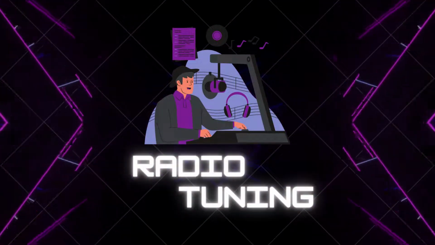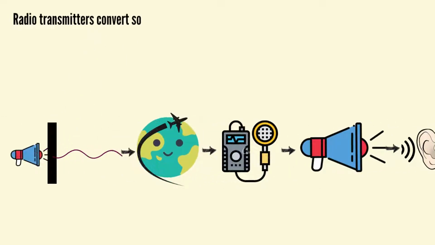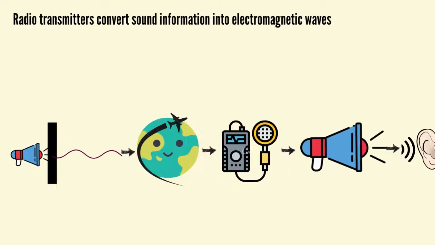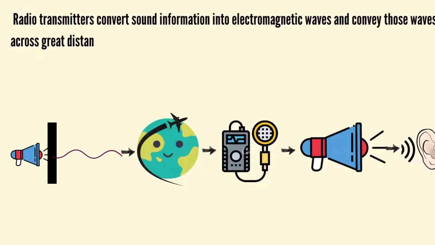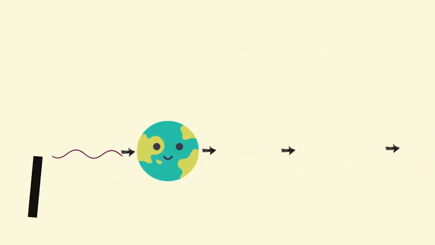Now let's analyze the complete radio tuning process. Radio transmitters convert sound information into electromagnetic waves and convey those waves across great distances. Radio receivers must detect those signals, convert them back into sound, and then amplify them for waiting ears.